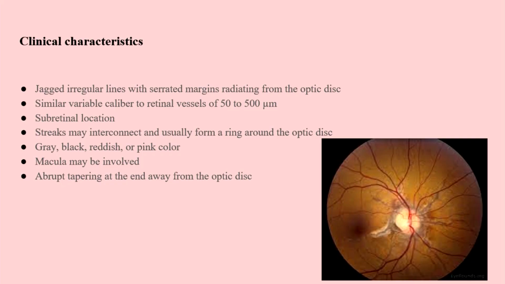Clinical characteristics: it is a jagged irregular line with serrated margin originating from the optic disc, similar to the retinal vessels, with a caliber of 50 to 500 microns. It is subretinal in location, and the streaks may interconnect and usually form a ring around the optic disc. It is grey, black, red or pink in color depending upon the race of the patient, and the macula may be involved, and there will be abrupt tapering of the end away from the optic disc.